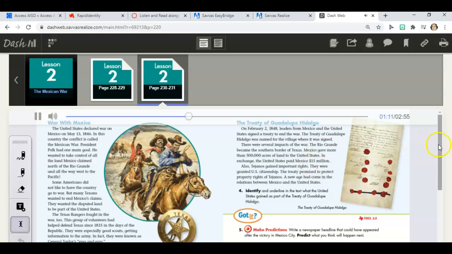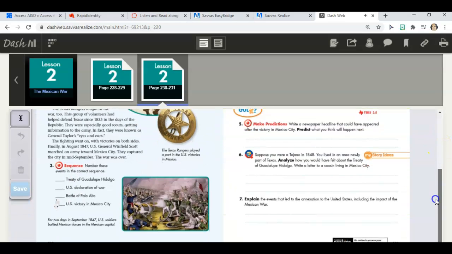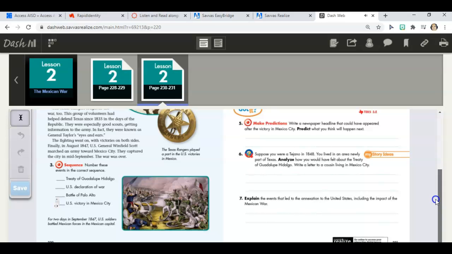3. Sequence. Number these events in the correct sequence. Treaty of Guadalupe Hidalgo. U.S. Declaration of War. Battle of Palo Alto. U.S. victory in Mexico City.